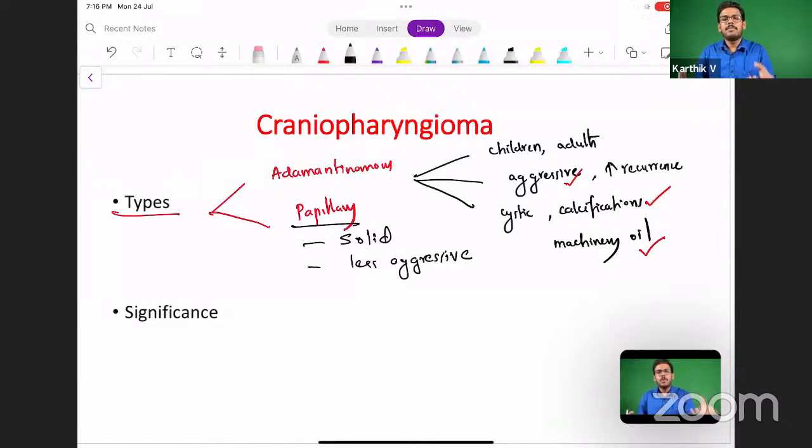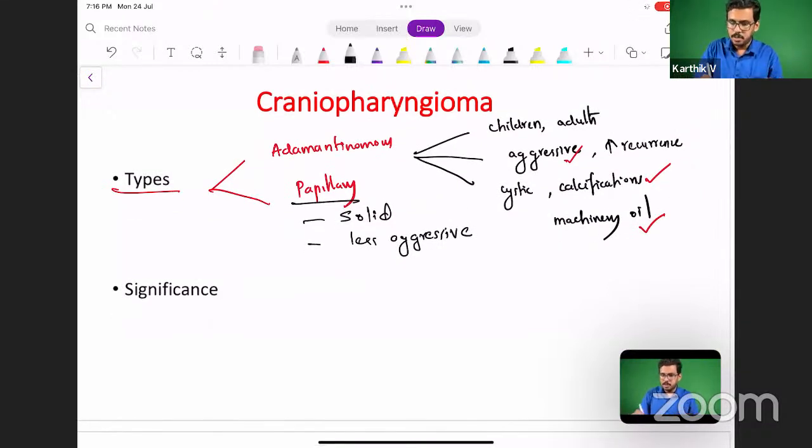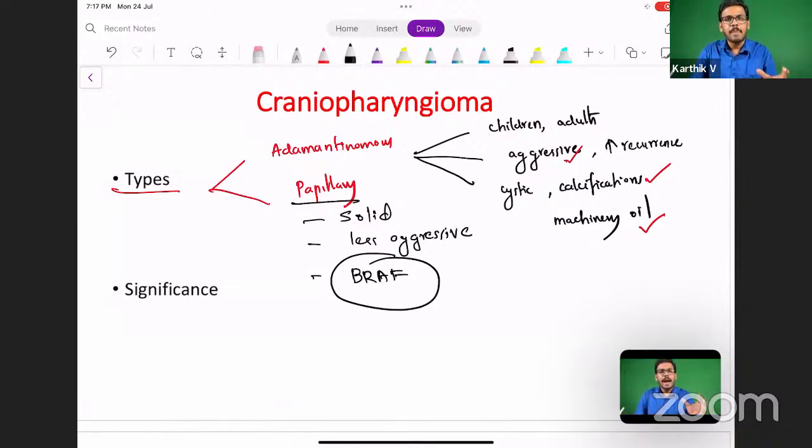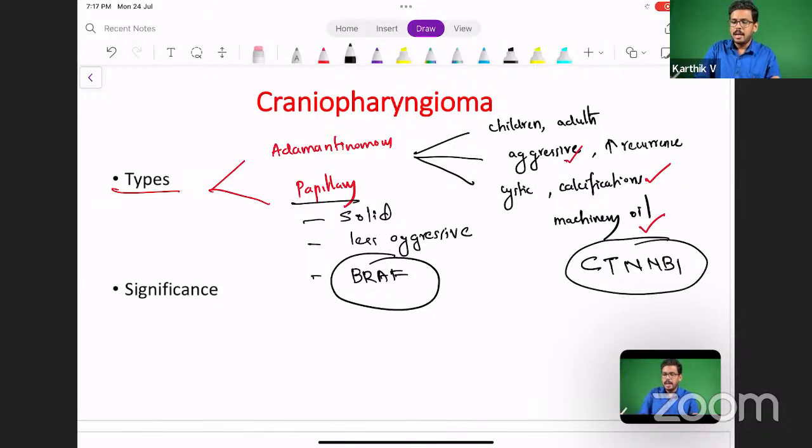but even if it responds to radiotherapy, there is increased risk of recurrence. And what about the mutations? So mutation in papillary is BRAF. The BRAF mutation is present in papillary. And what is the mutation in the adamantinomatous variant? It is the catenin beta-1 or the CTNNB1 mutation in adamantinomatous. So consequently, in patients with non-resectable papillary craniopharyngiomas, BRAF inhibitors like vemurafenib, dabrafenib have been tried, whereas the catenin inhibitors are in the pipeline as an adjuvant management in a patient with adamantinomatous craniopharyngioma. So these are the important points with regards to each of the variants.